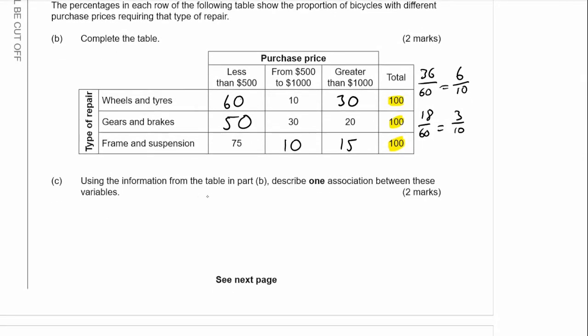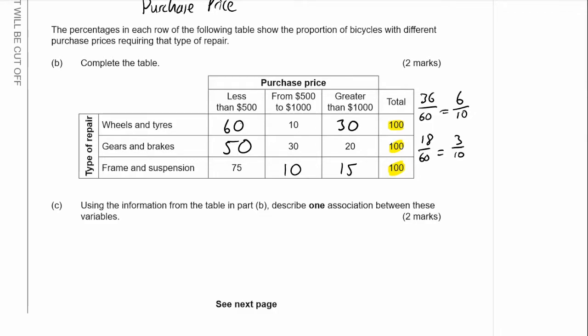Using the information from the table in part B, so we have to use this table, describe one association between these variables. So what we're looking for in this question is, is there a pattern? So as we increase the purchase price, is there a specific pattern we notice? Well, we can see that just looking at the wheel and tire repairs, as we increase the purchase price, it goes down and then it goes back up. So there's not really much of an association there.